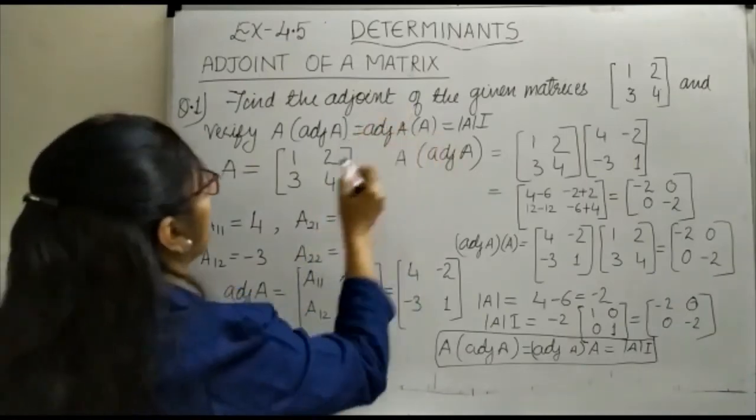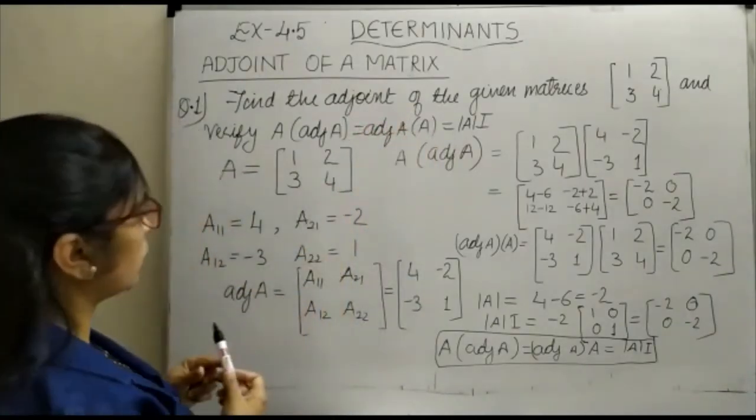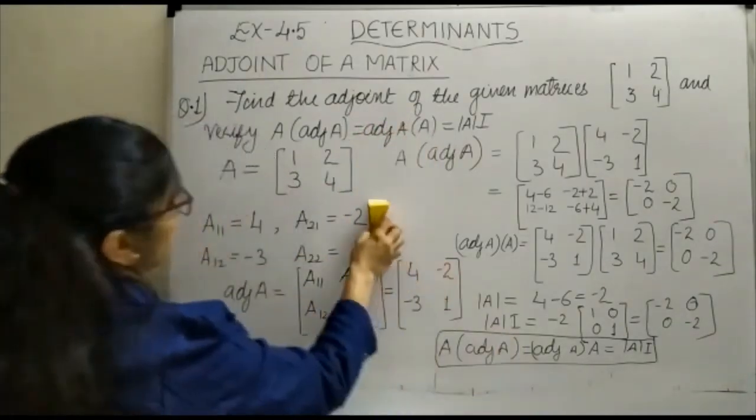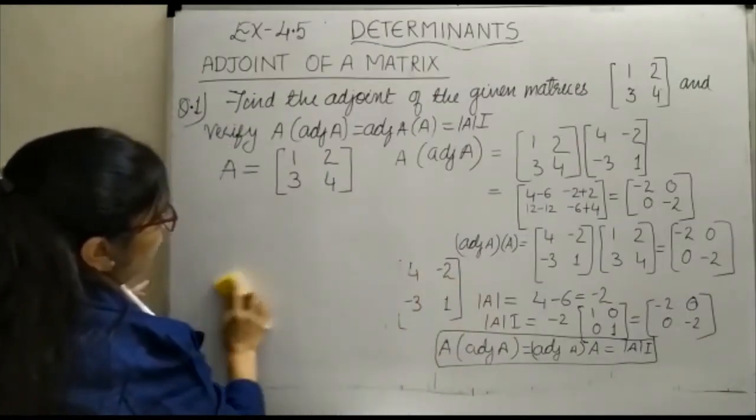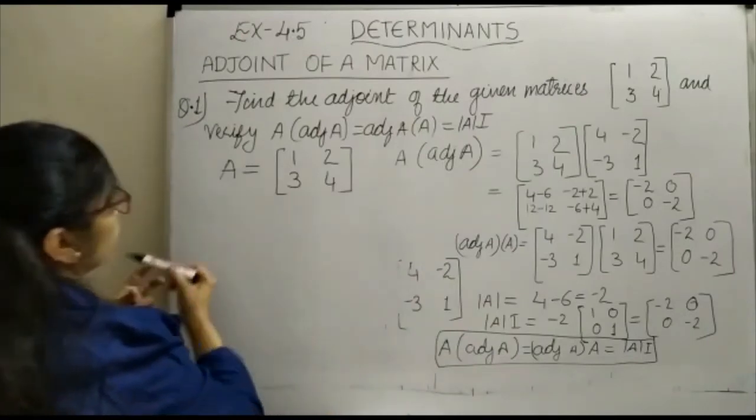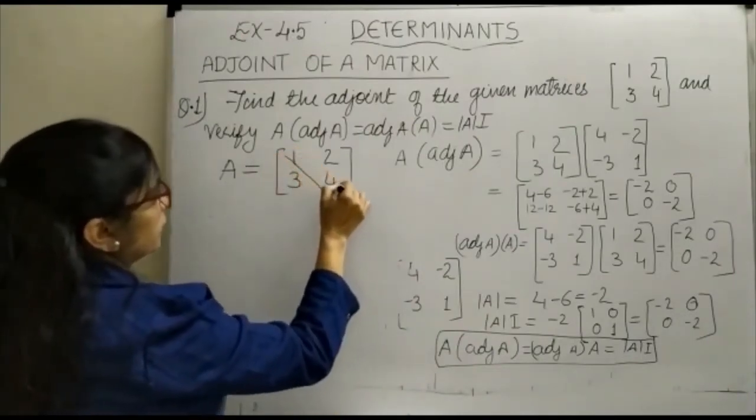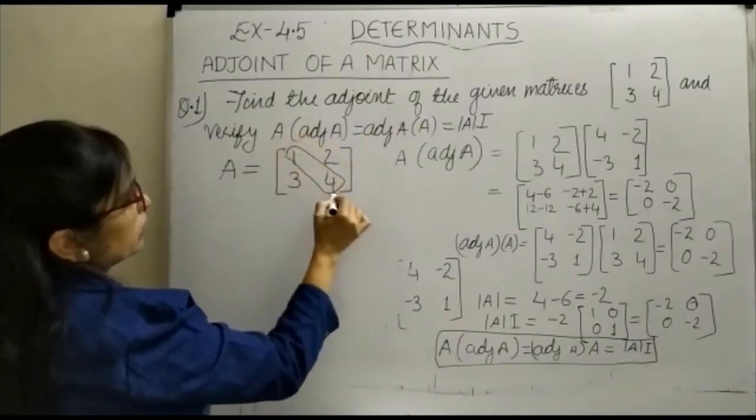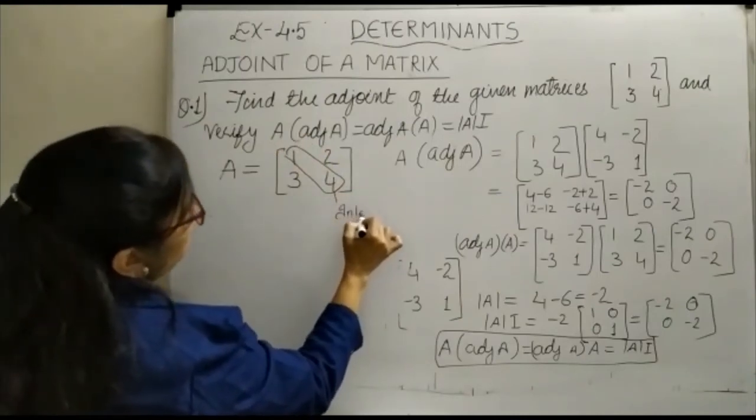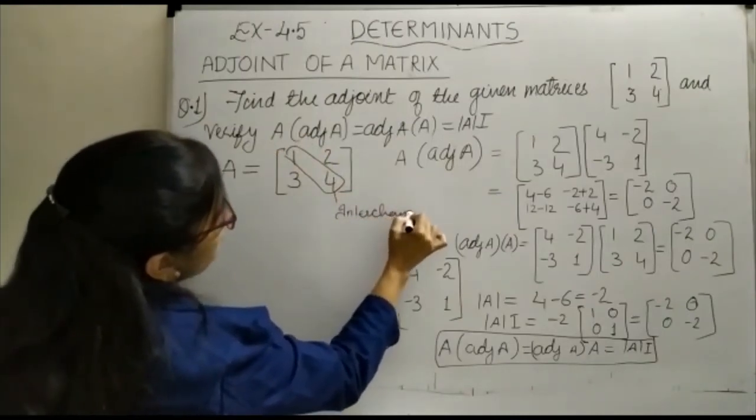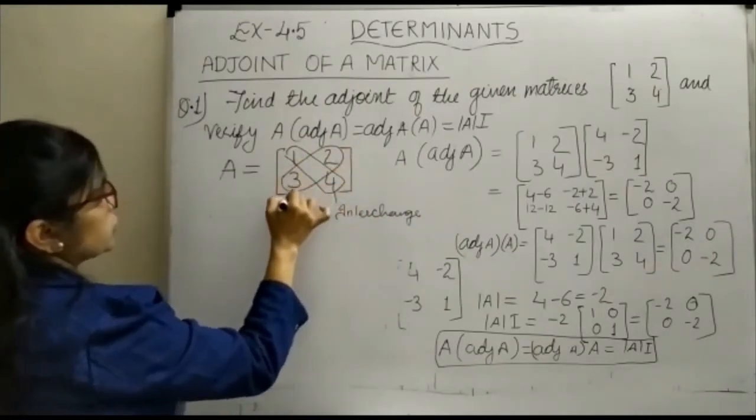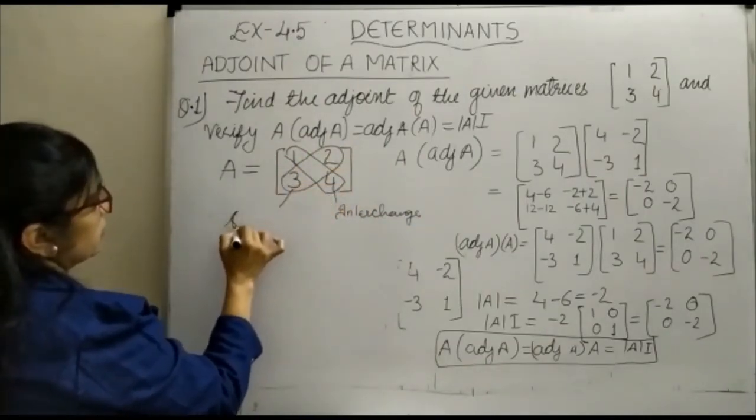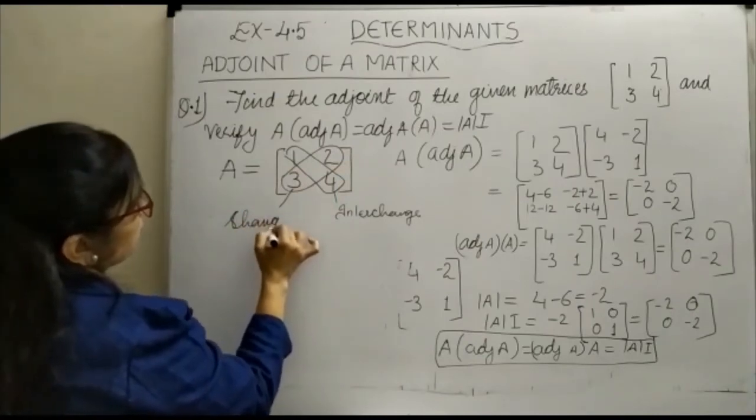You see, this is a 2 by 2 matrix. If you want to find its adjoint by an alternative way, then in that case what you have to do is you have to interchange this one. You have to interchange these, and change the sign of these. Change. This is change of sign.